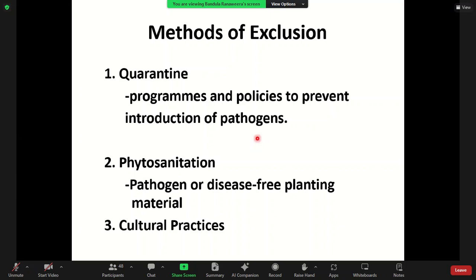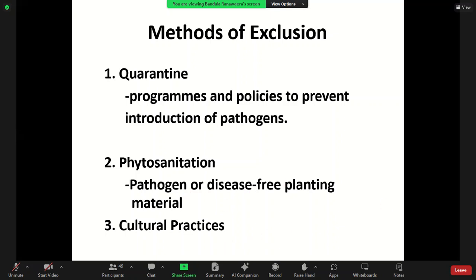Then, another example of keeping phytosanitary conditions: we know that sometimes our crop plant diseases are reserved in weed plants. So maybe weed management is also a phytosanitation method of plant disease management. So weed control can also be a phytosanitary method of disease management.